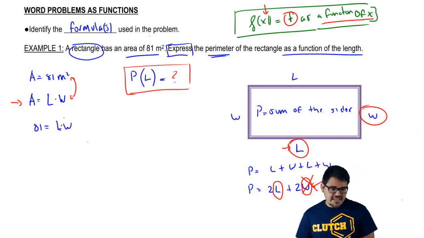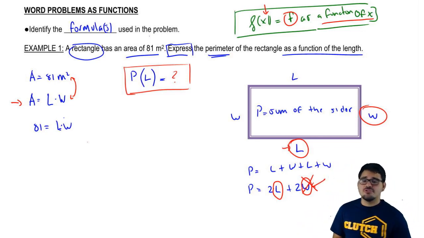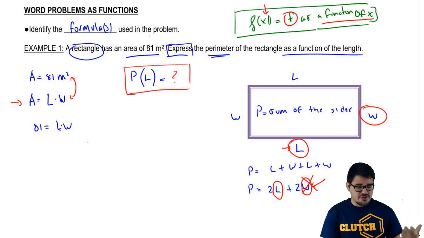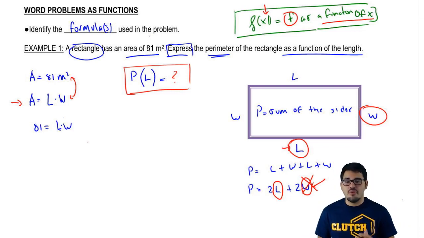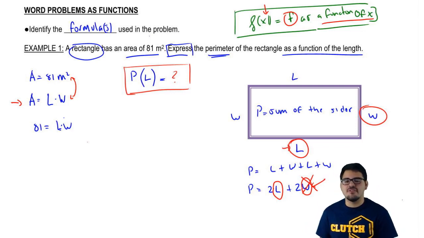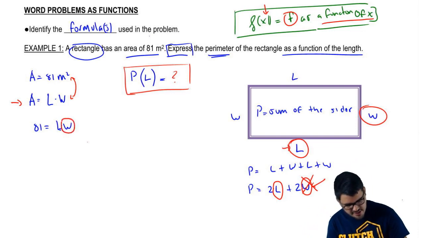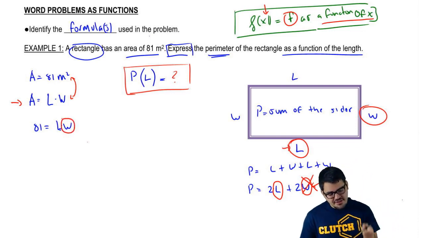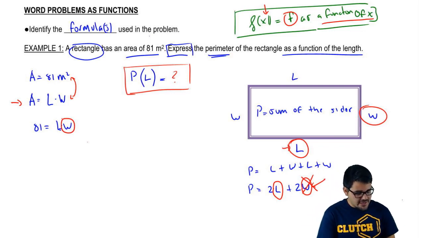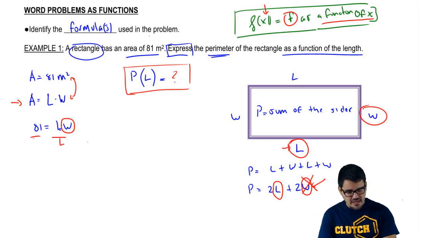So here's the deal. My problem was that I wanted to express my perimeter as a function of just length, so I needed to get rid of that W. What I need to do is express my W as a function of L, right? Everything needs to be a function of L, even this W right here. So how can I express this W as a function of L? Because I want no W's; I want everything in terms of L. Well, I can just divide both sides by L, and let's see what I have then. I'm going to have 81 over L is equal to W, right?